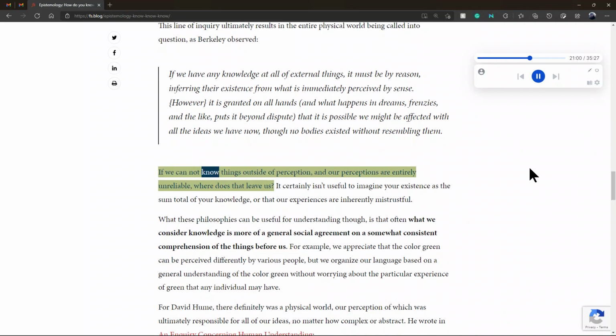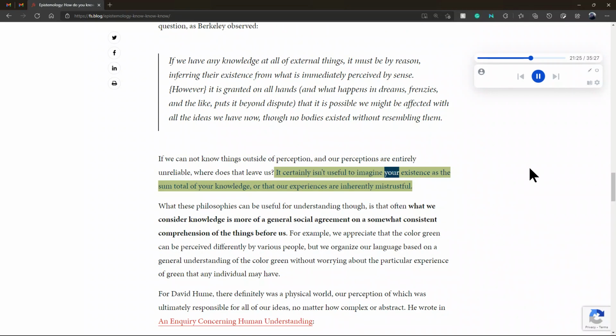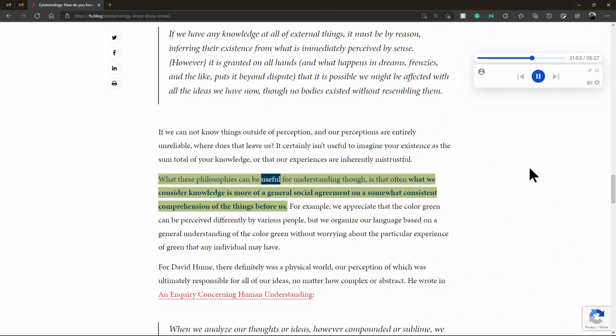If we could not know things outside of perception, and our perceptions are entirely unreliable, where does that leave us? It certainly isn't useful to imagine your existence as the sum total of your knowledge, or that our experiences are inherently mistrustful. What these philosophies can be useful for understanding, though, is that often what we consider knowledge is more of a general social agreement on a somewhat consistent comprehension of the things before us.